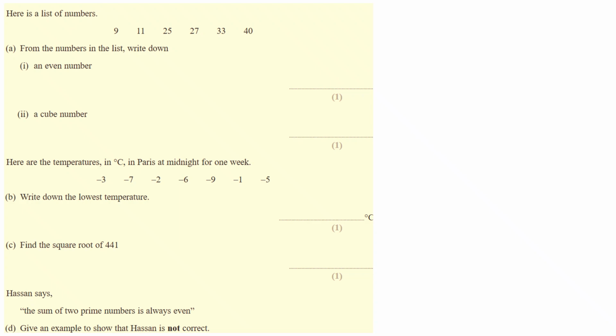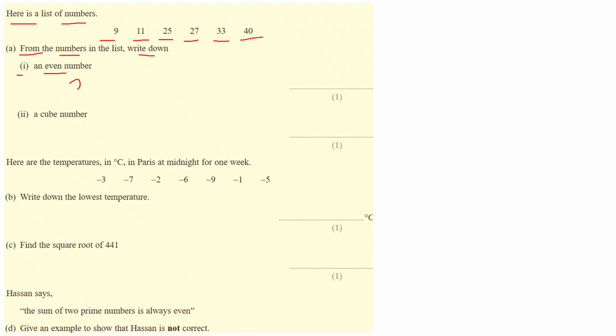Okay, folks, looking at types of numbers in this video lesson. So the question says, here is a list of numbers: 9, 11, 25, 27, 33 and 40. It says part A, from the list of numbers, write down part I, an even number.